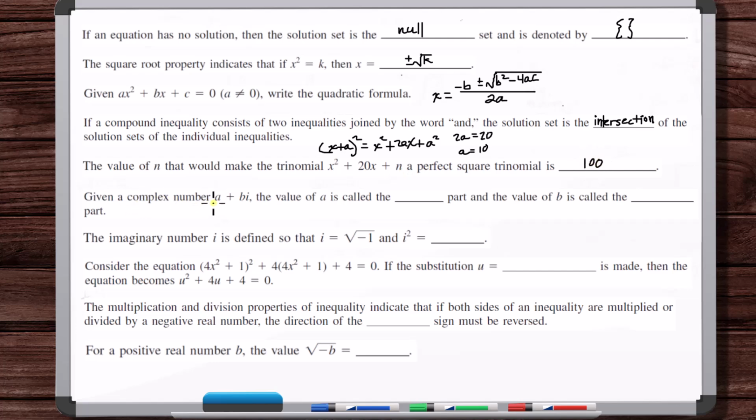Given a complex number a plus bi, the value of a is called the real part of the complex number, and the value of b is called the imaginary part.